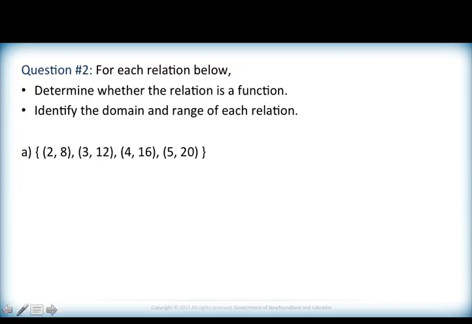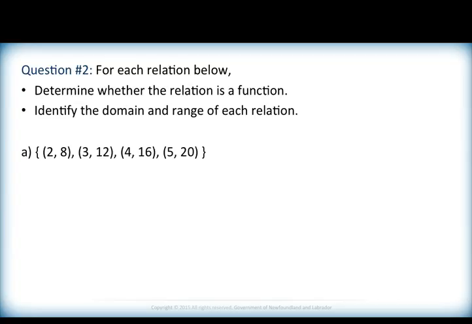Question 2. For each relation below, determine whether the relation is a function and identify the domain and range of each relation. So in the first relation, we have a set of ordered pairs. In order to identify if this relation is a function, every domain must have a separate element for the range. So there cannot be any repeated elements of the range for the same domain element.